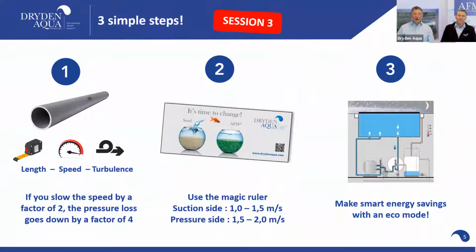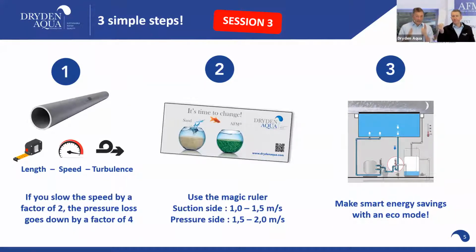Short summary of last session, session number 3, in 3 simple steps. Number 1, we were talking about pipe dimensioning. What is important? Speed, length, and turbulence are the key factors, speed being the most important one. If you slow the speed down by a factor of 2, your pressure drop in the pipe will be reduced by a factor of 4. Exactly. Step number 2.